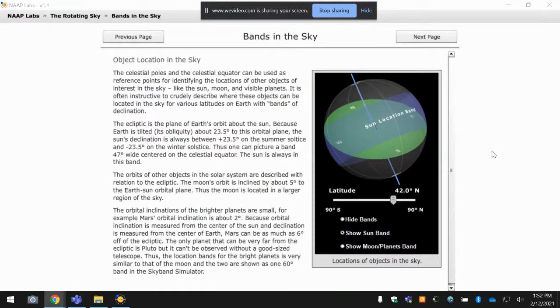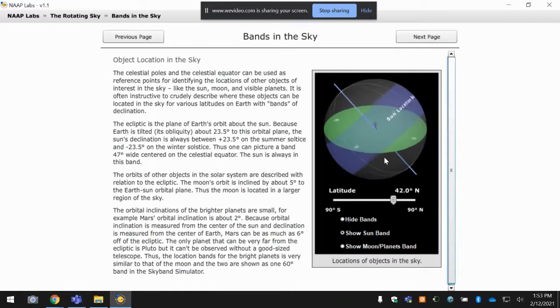All right, everyone, and here is the bands in the sky section. You can read the text to answer the questions. And here's the location of the sun band. Again, pause the video in between these sections so you can observe them more. And here's the moon and planets band.